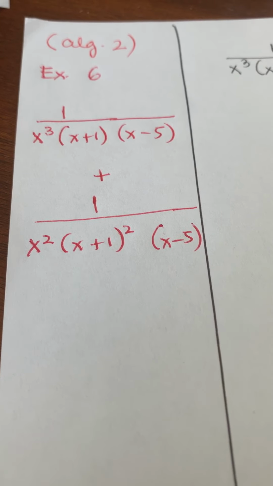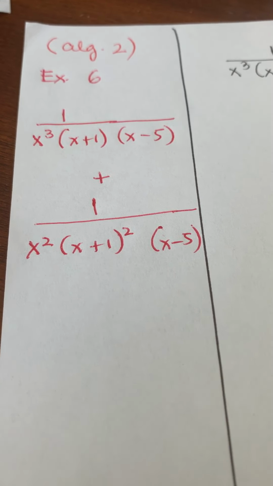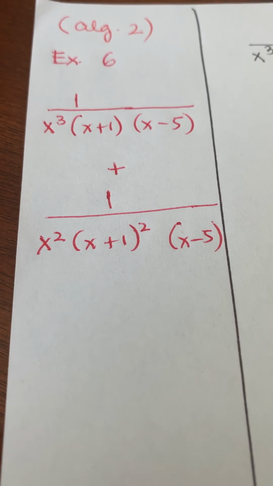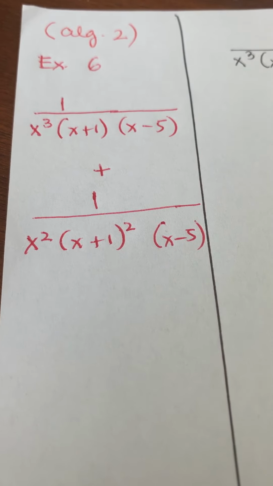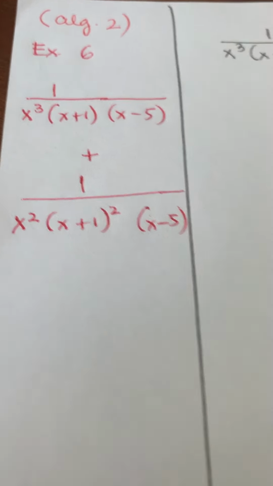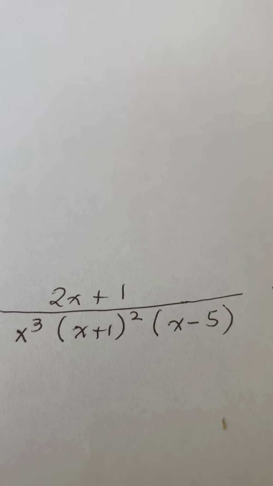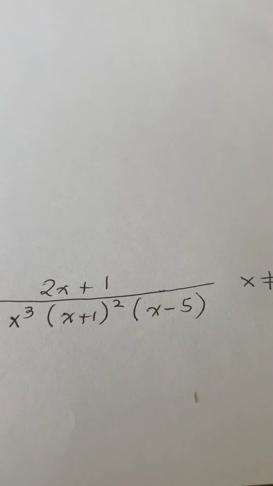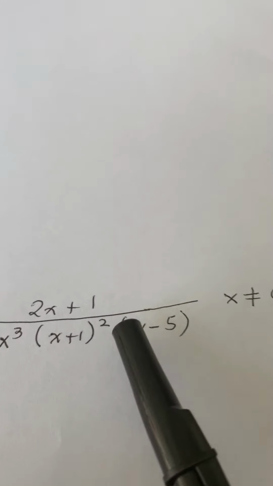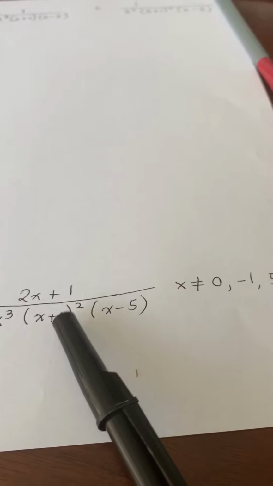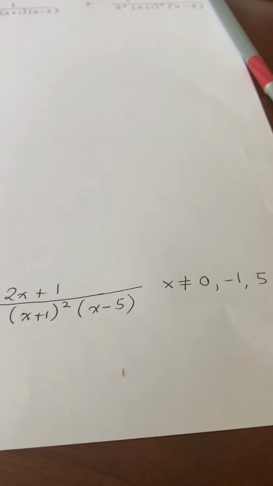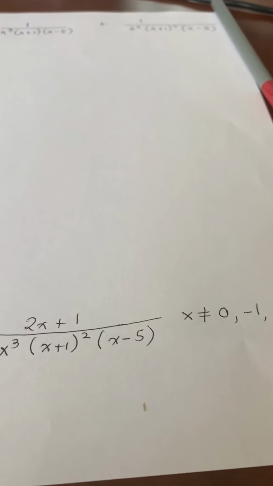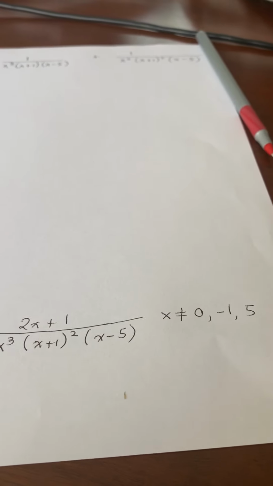So like I said, if you solved it, if you simplified it correctly, then there's no need to listen to the video. That means you understand and you got it. So if you solved it, and the answer is this: 2x plus 1 over x cubed times (x plus 1) squared times (x minus 5), with limitations 0, -1, and 5, then there's no need to listen to the video. You could just go to the next or start doing your homework.